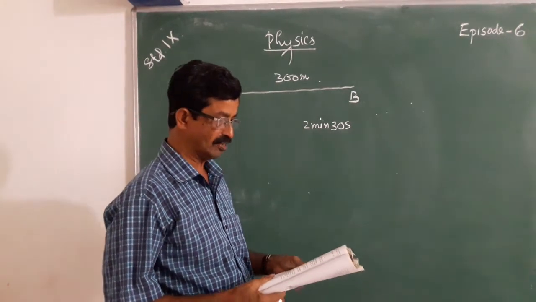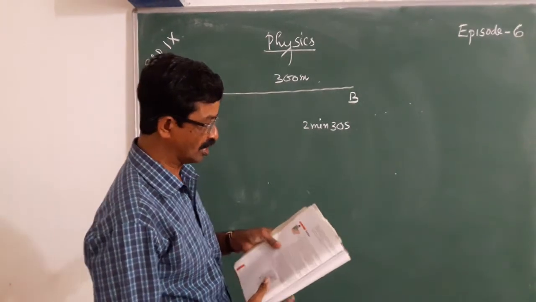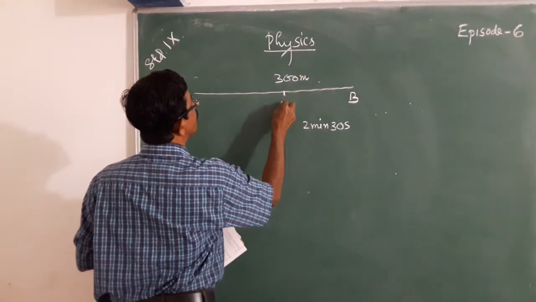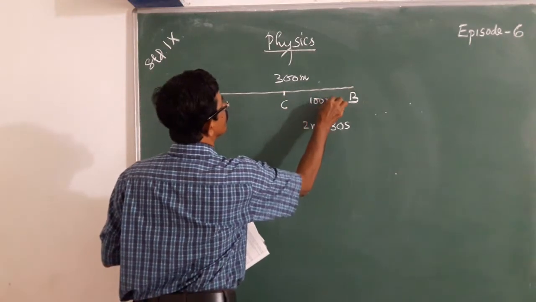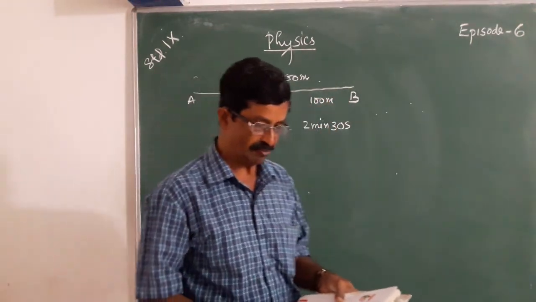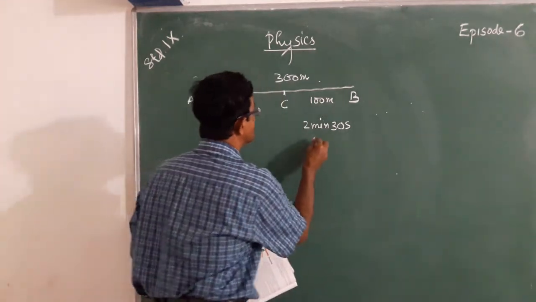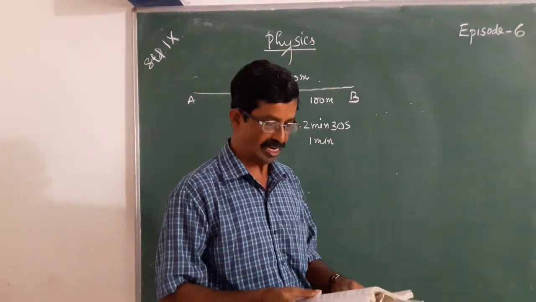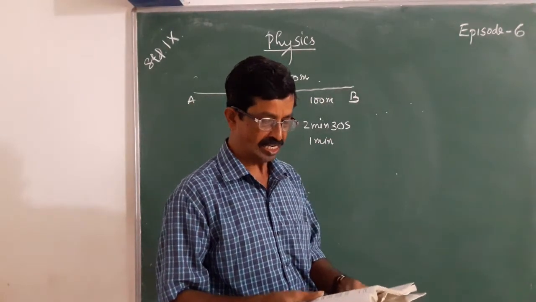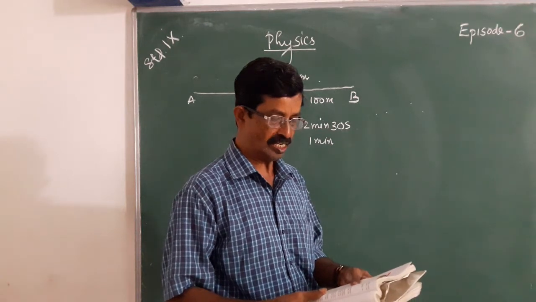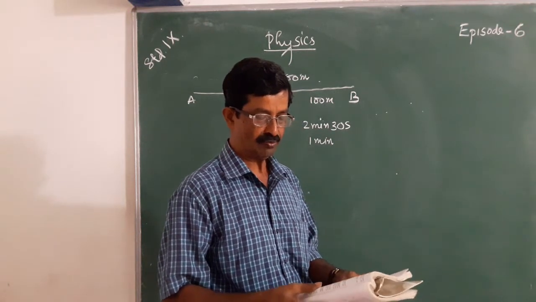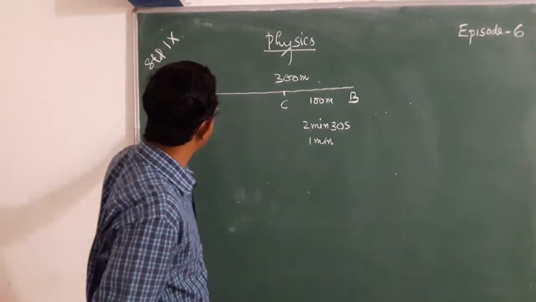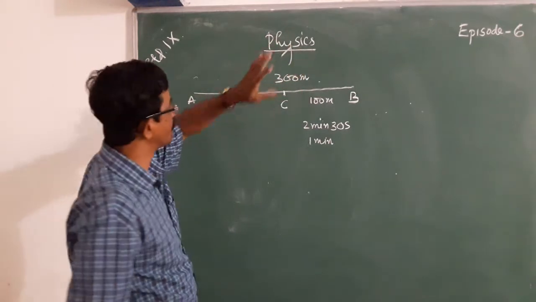Then he turns around and jogs 100 meter back to C, and the time taken for it is 1 minute. Now we want to find Joseph's average speeds and velocity in jogging from A to B and from A to C.